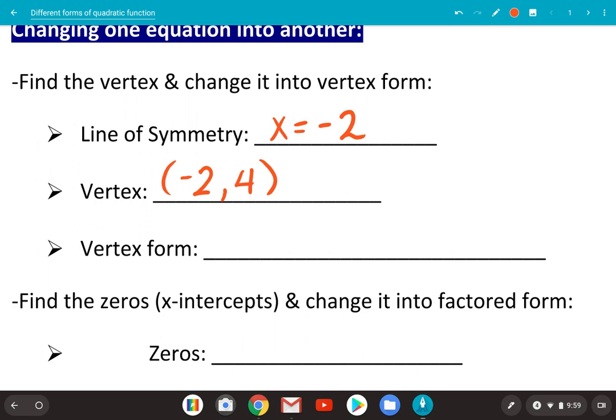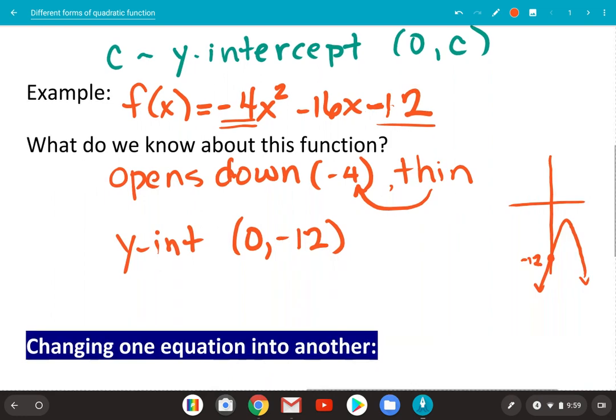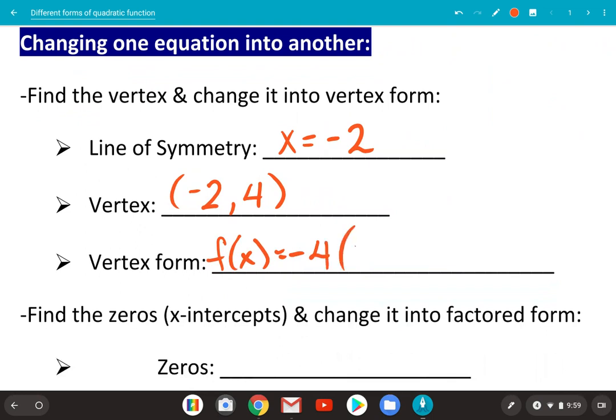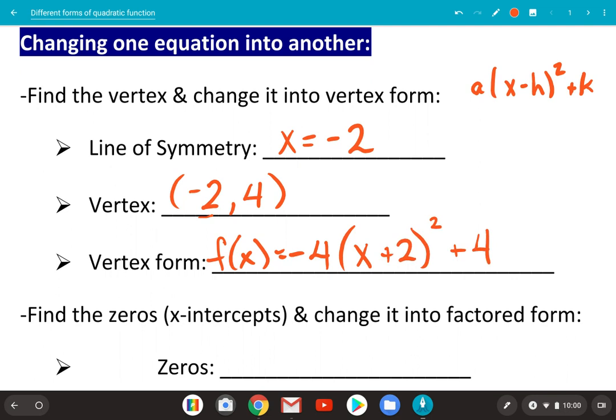X's are always going to be the same. Now, if you remember, our first number up here is negative 4. That has to stay the same. So negative 4, x, and we're doing vertex form. So remember, it was a times x minus your h, squared, plus your k. So x, opposite of your x value, squared. The y stays the same. It's positive. There's your vertex form.